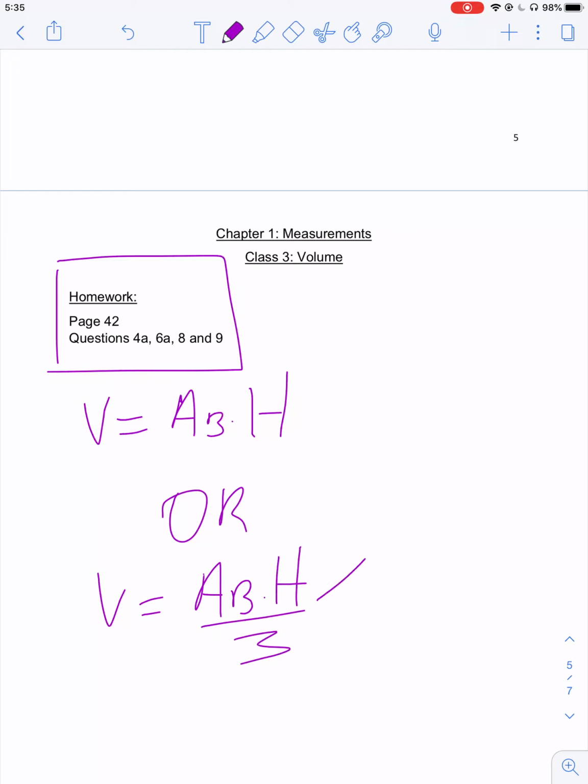Okay, you only divide by 3 if it's a cone, because remember, you can fit 3 cones inside a cylinder, or if it's a pyramid, because a pyramid is also kind of like a cone, you can fit 3 pyramids inside a prism, okay? That's why there's a divide by 3. So 2 formulas, and make sure you're using capital H, right? So capital H will help you distinguish the height of the object from the slant height, okay?